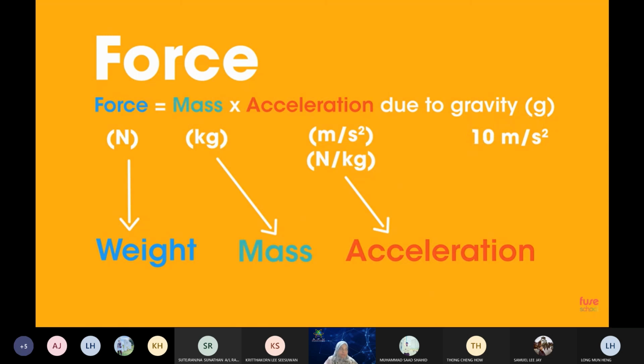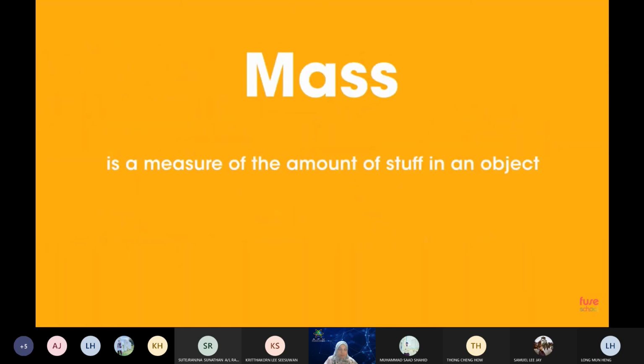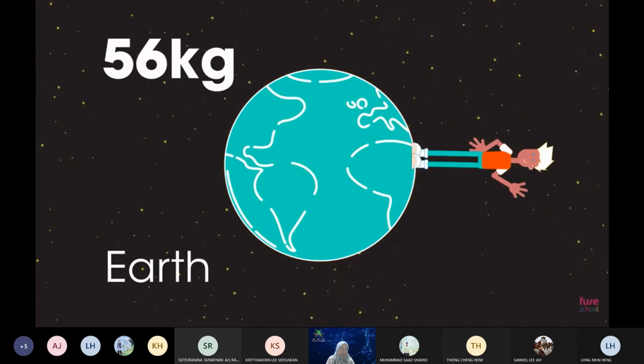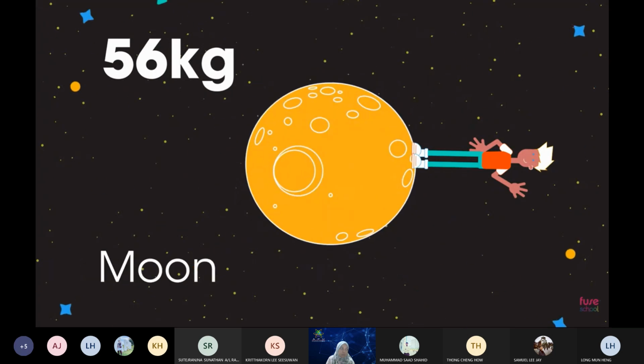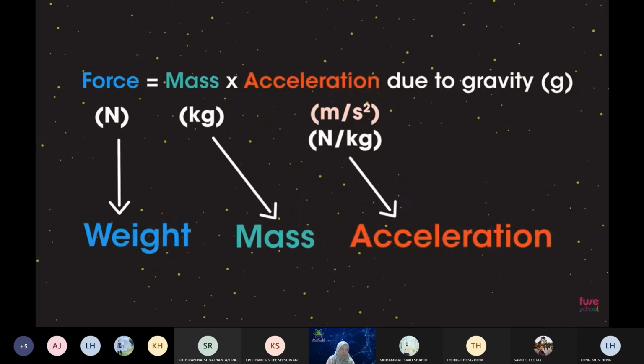Okay, back to mass and weight. Remember that mass is a measure of the amount of stuff in an object and gives a measure of how difficult it is to get moving or to stop it. It never changes. For example, my mass on Earth is 56 kilograms. On the Moon, I would still have a mass of 56 kilograms. The acceleration due to the Earth's gravity is measured in meters per second squared, or it can be measured in newtons per kilogram, as it's a force exerted on a unit mass.